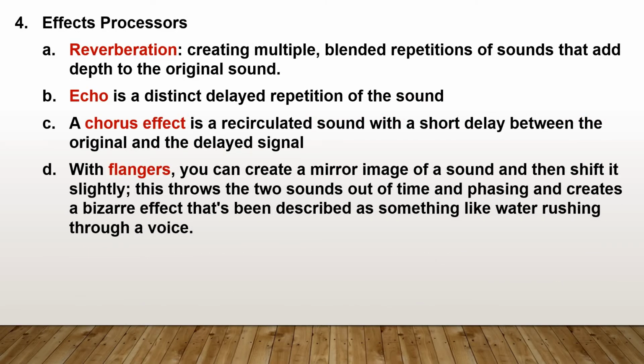Some effects processors: reverberation. This creates multiple blended repetitions of sounds that add depth to the original sound. And there's various types of reverberation, including echo. This is a distinct delayed repetition of a sound. Chorus effect is a recirculated sound with a short delay between the original and the delayed signal. And flangers allow you to create a mirror image of a sound and then shift it slightly.